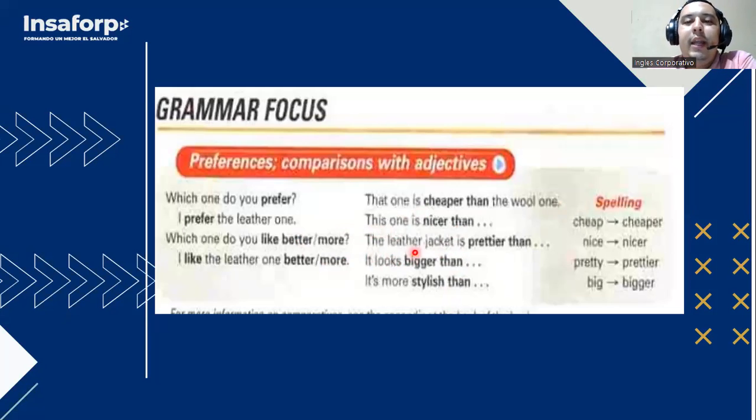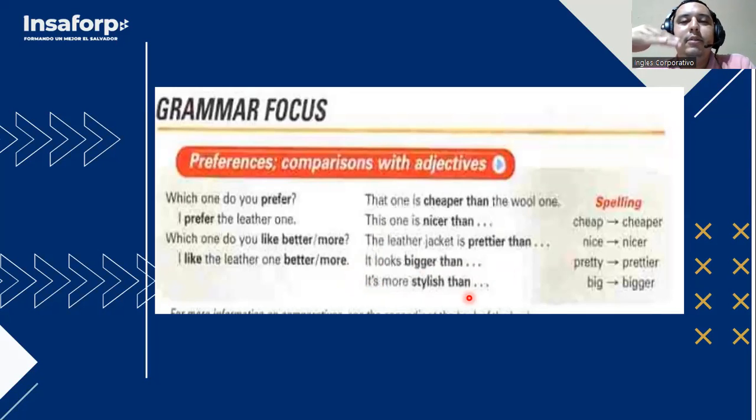If you see, the leather jacket is prettier than the wool one, or the wool jacket. It looks bigger than, it's more stylish than. We always make comparison, right? Between two things. Armando, the thing that you were mentioning about the word biggest, as I already mentioned to you, is a superlative.